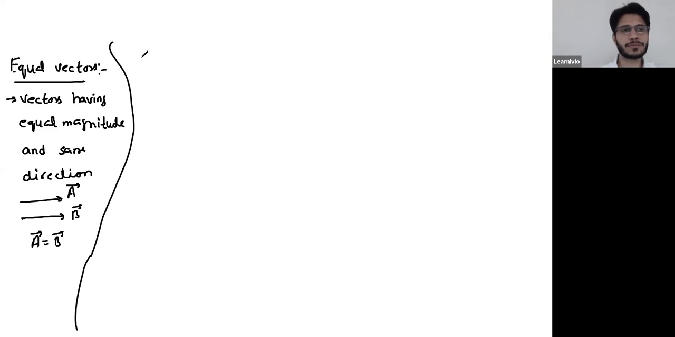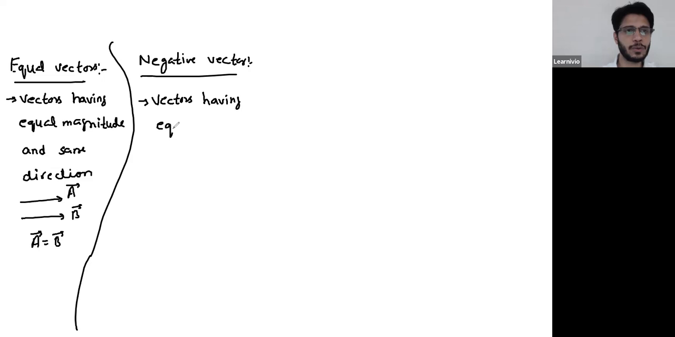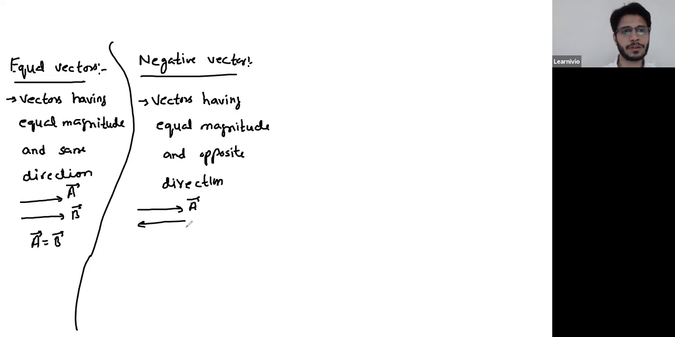After equal vector, there is one term, negative vector. Negative vector simply means two vectors are negative of each other if they have same magnitude but they're acting in opposite directions. So negative vector means vectors having equal magnitude and opposite directions. Say this is vector A and this is vector B. They both have equal magnitudes, but their directions are opposite. So we call them negative vectors.